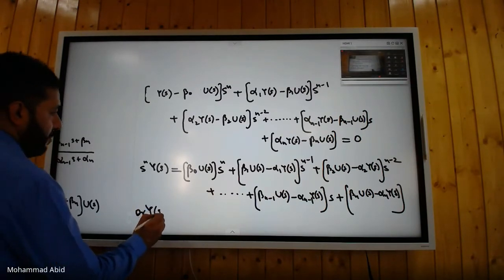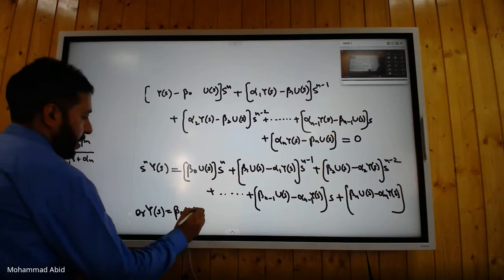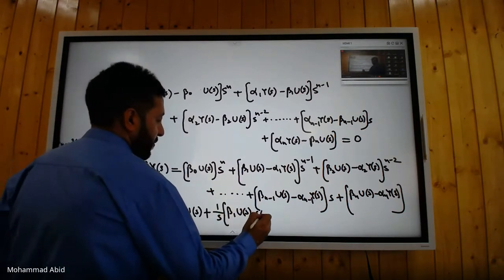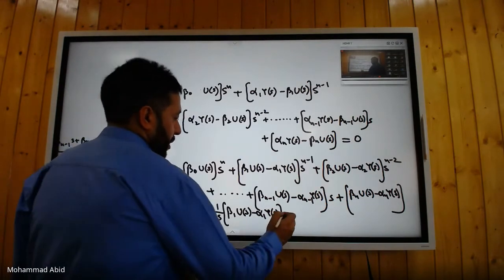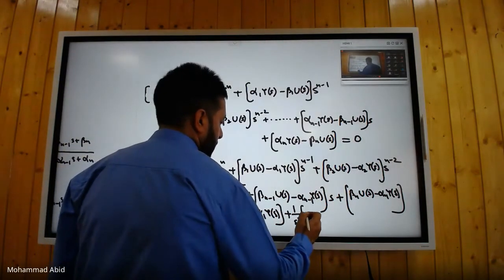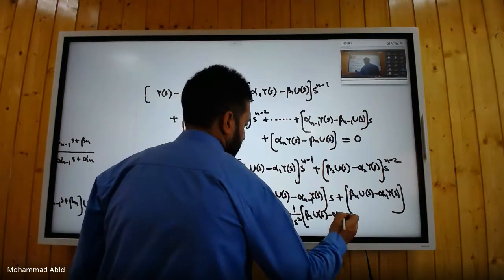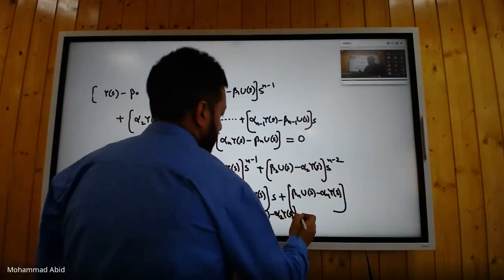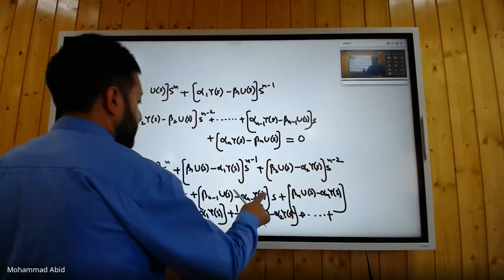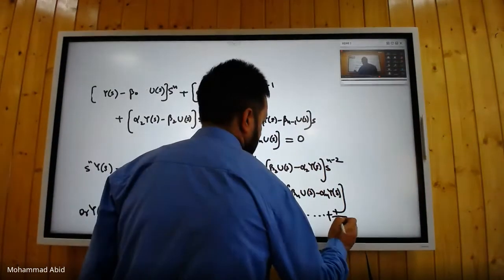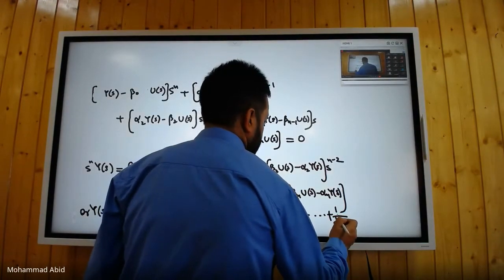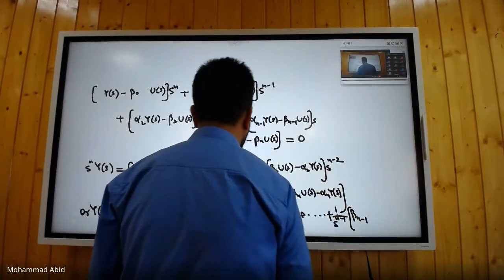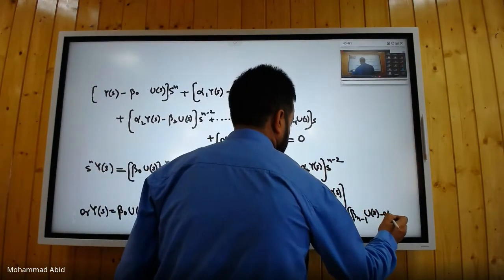What do I get? Ys equal to beta naught us plus 1 upon s beta 1 us minus alpha 1 ys plus 1 upon s square beta 2 us minus alpha 2 ys. Is that okay? Plus so on, plus this term will become 1 upon s to the power n minus 1, then I have beta n minus 1 us minus alpha n minus 1 ys.